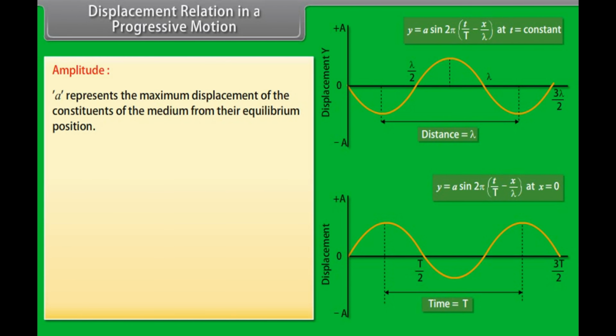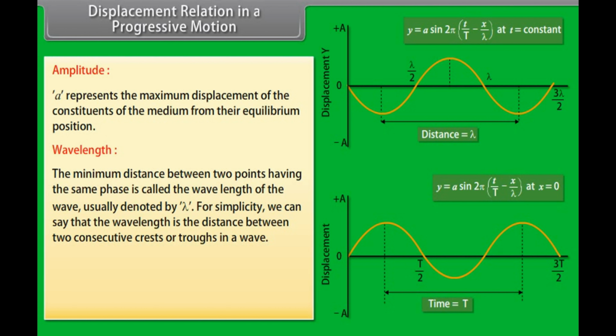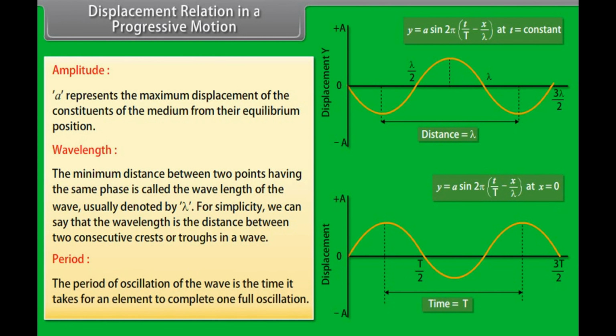Amplitude. A represents the maximum displacement of the constituents of the medium from their equilibrium position. It is called the amplitude of the wave. Wavelength. The minimum distance between two points having the same phase is called the wavelength of the wave, usually denoted by lambda. For simplicity, we can say that the wavelength is the distance between two consecutive crests or troughs in a wave.